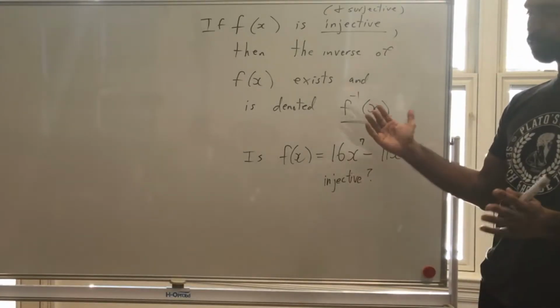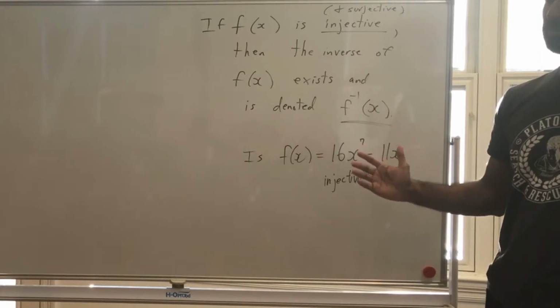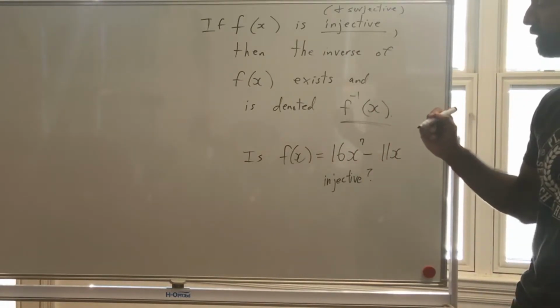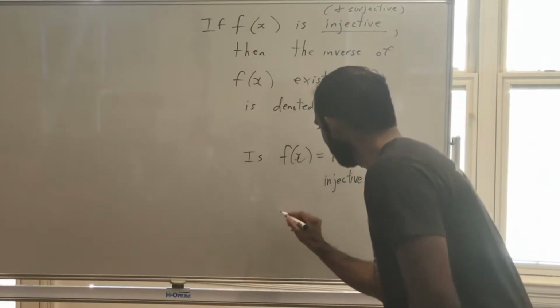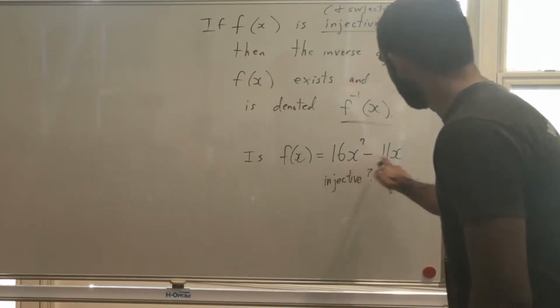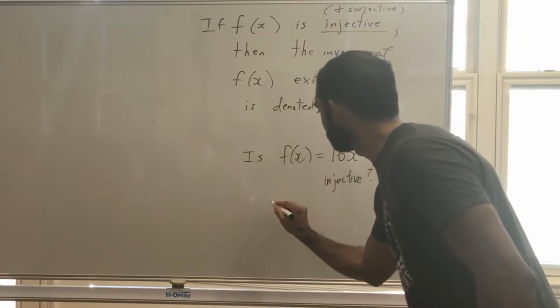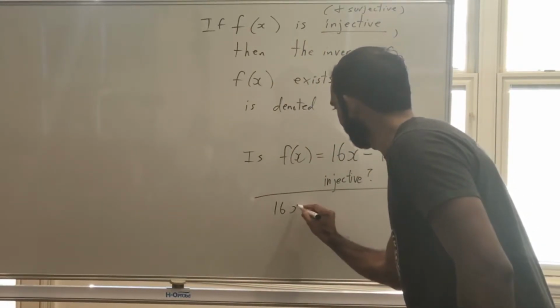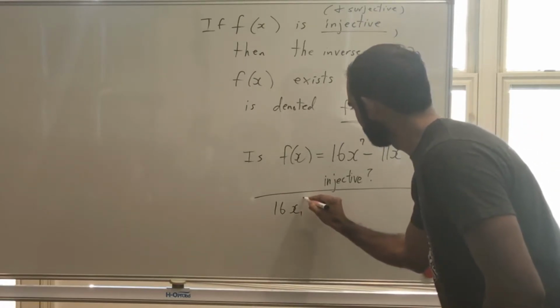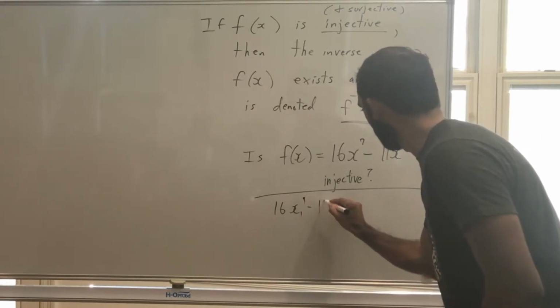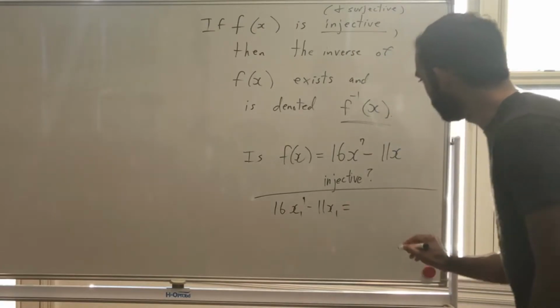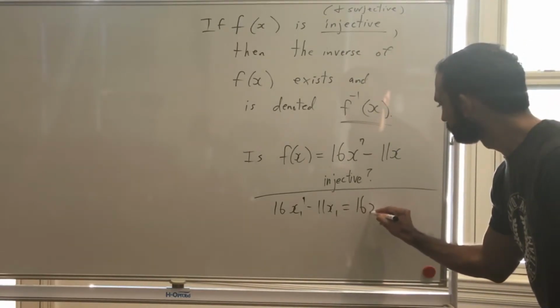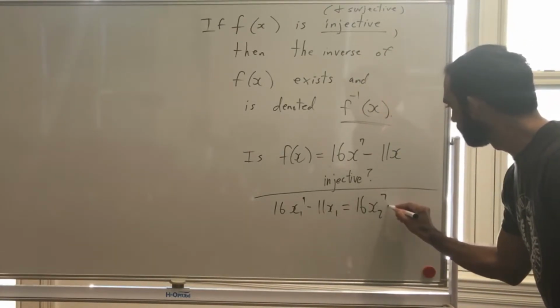So there are three possible ways. Let's walk our way through them, starting with the first one. Do you think the algebraic method would help me if I replace the x's with x1 and x2 and set them equal? So let's say 16x1 to the 7th minus 11x1. Suppose that were to equal this guy here.